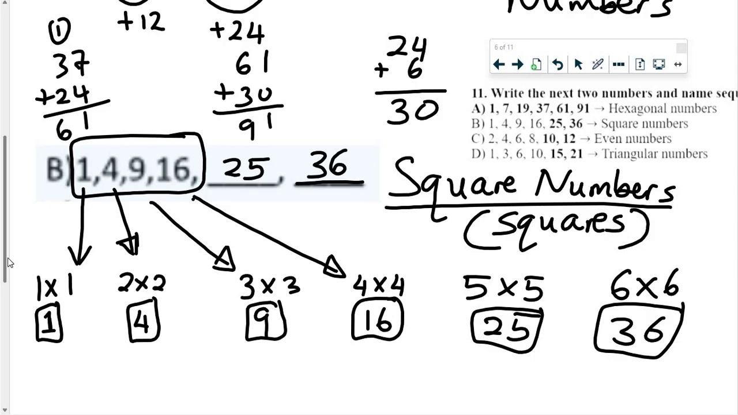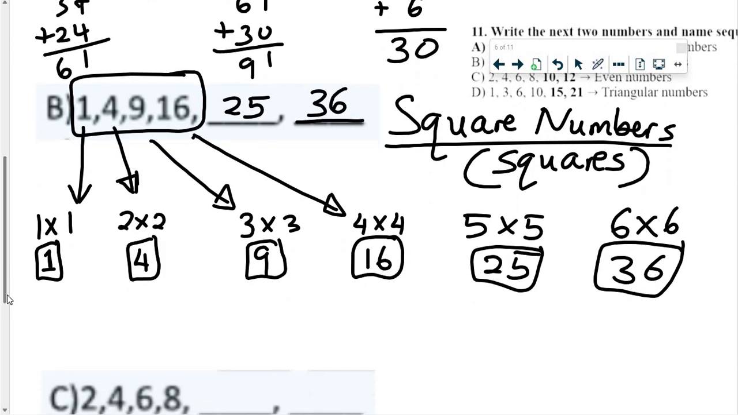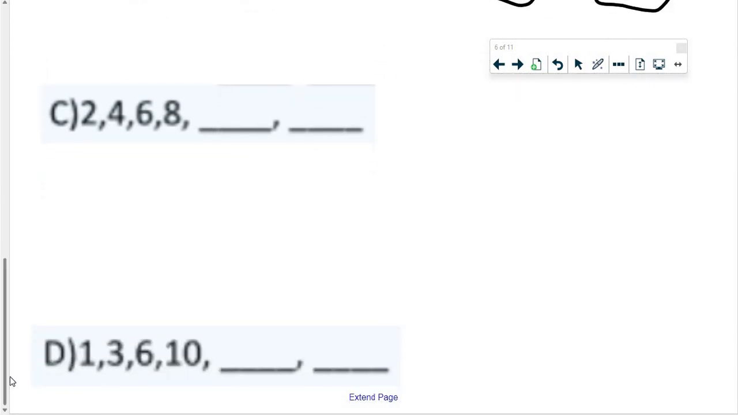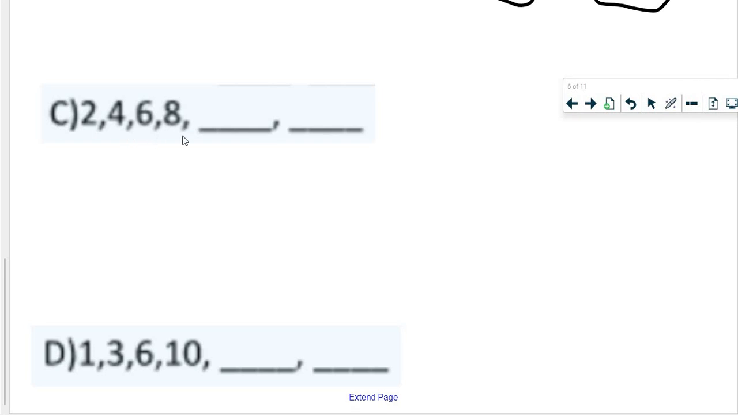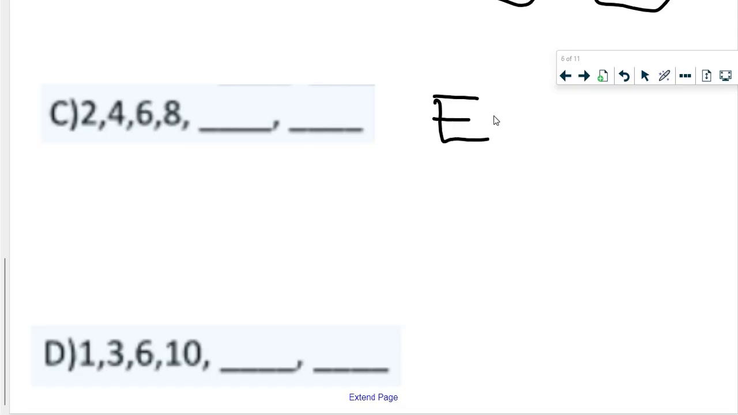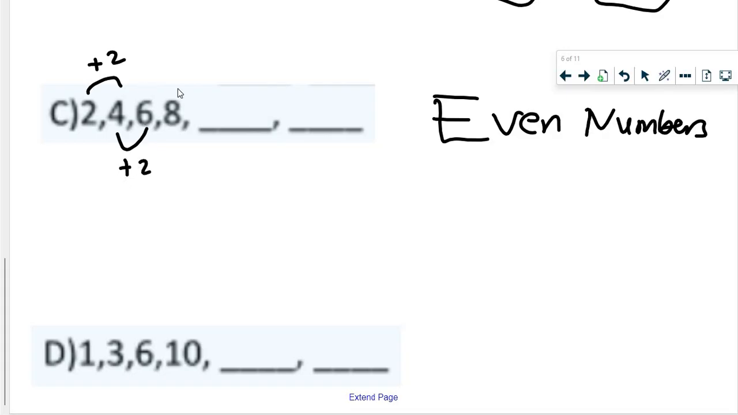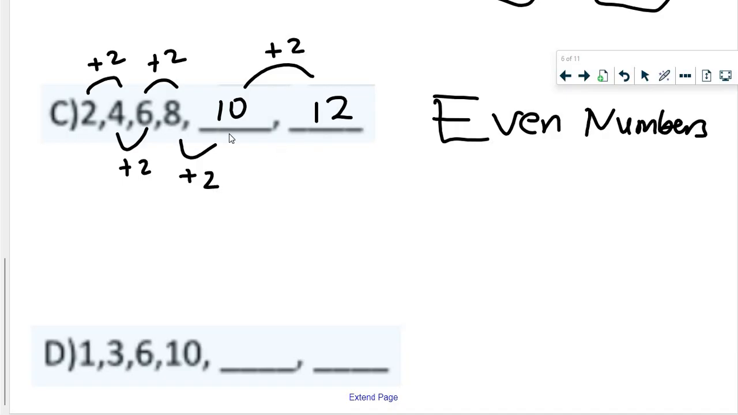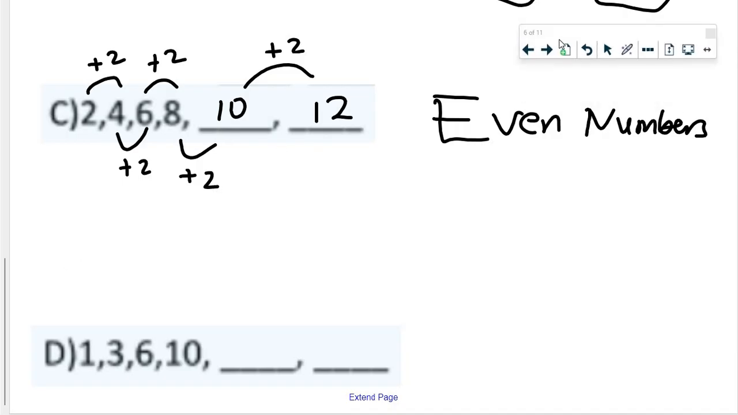All right, I think that helps. Next question. 2, 4, 6, 8. These are a set or a sequence of even numbers. How were they obtained? From 2 to 4, add 2. 4 to 6, add 2. 6 to 8, add 2. So we keep adding 2, get 10. Keep adding 2, get 12. So that is all about even numbers.